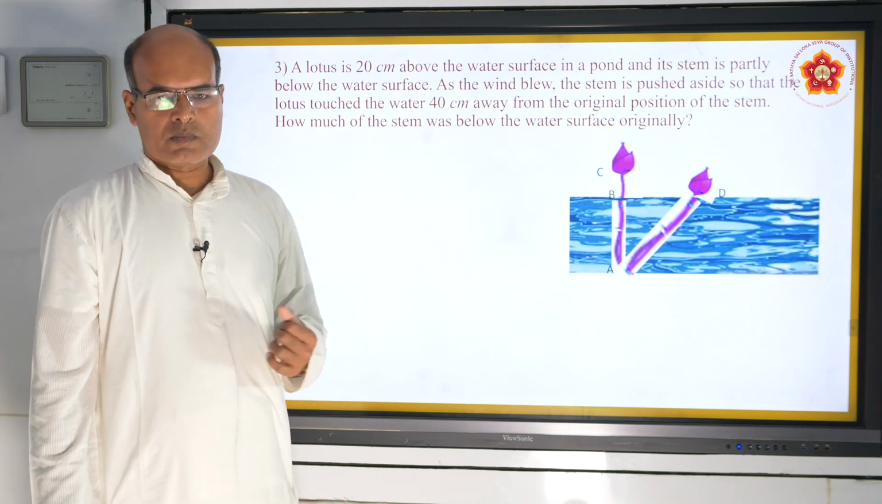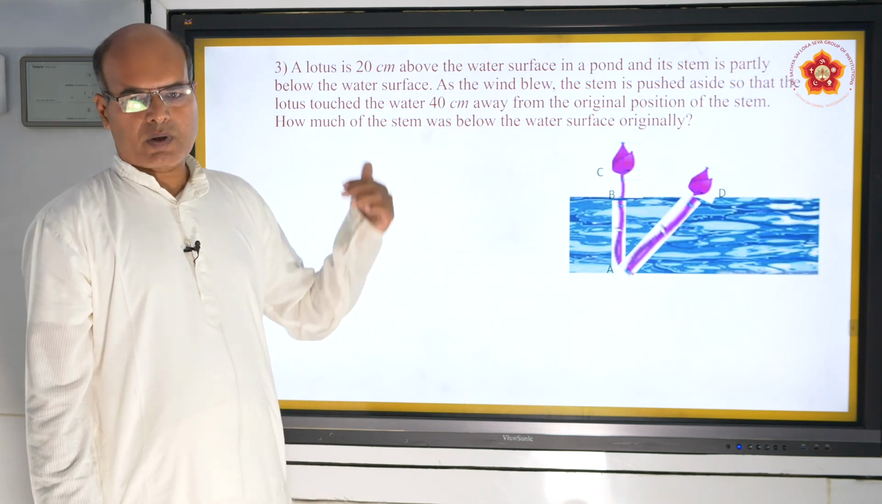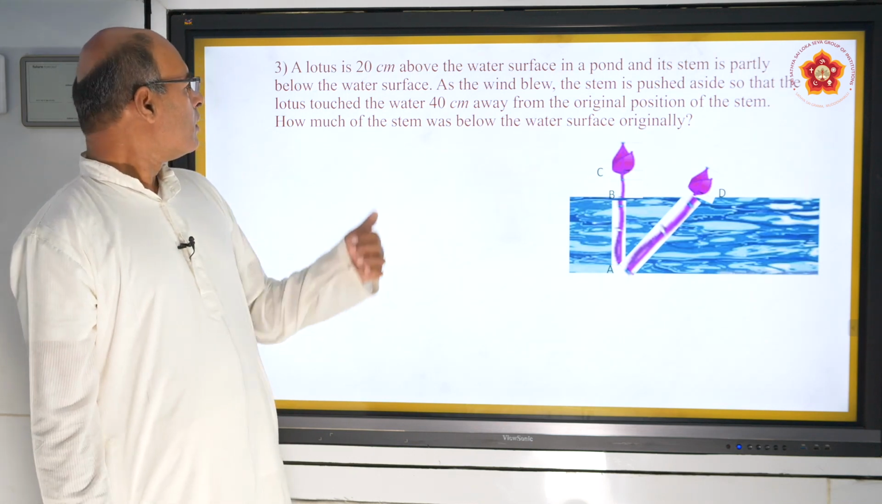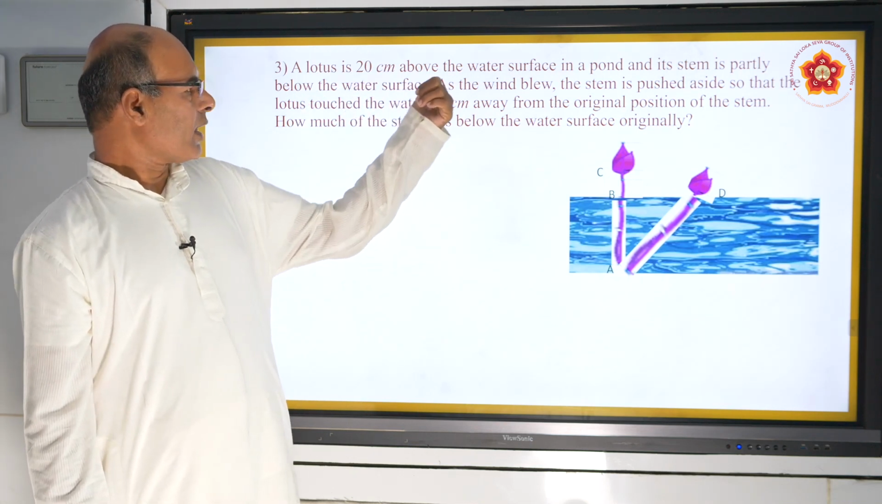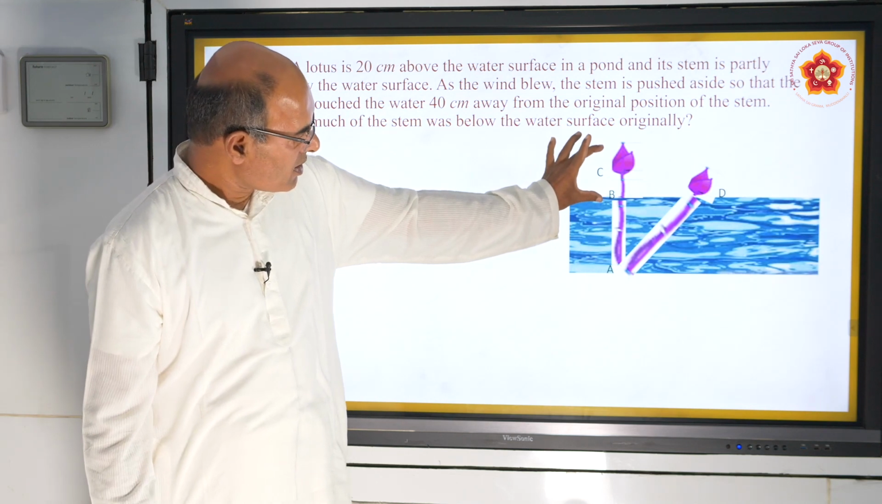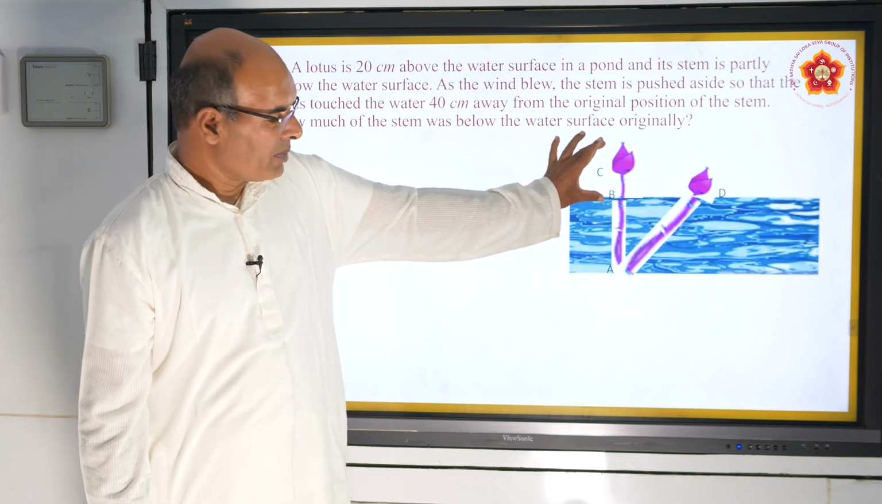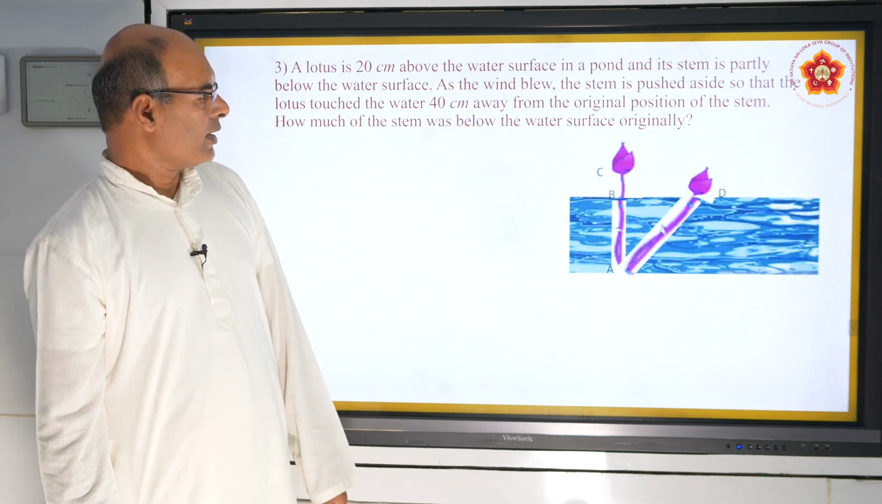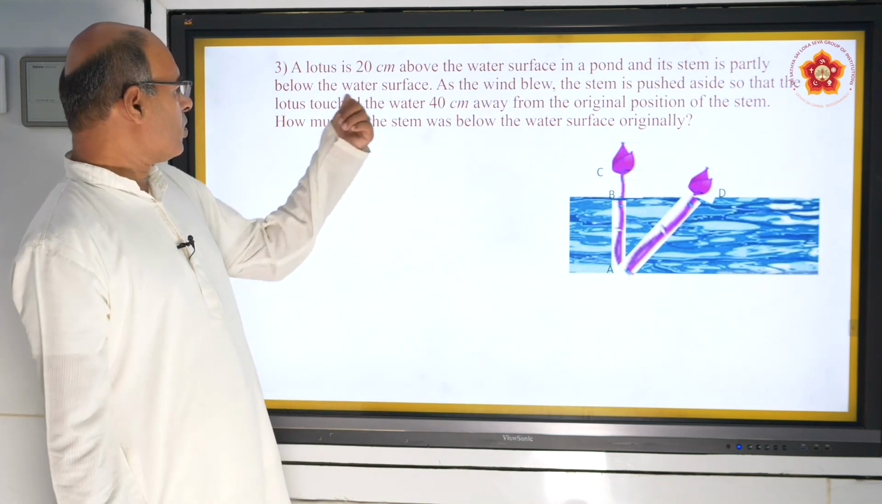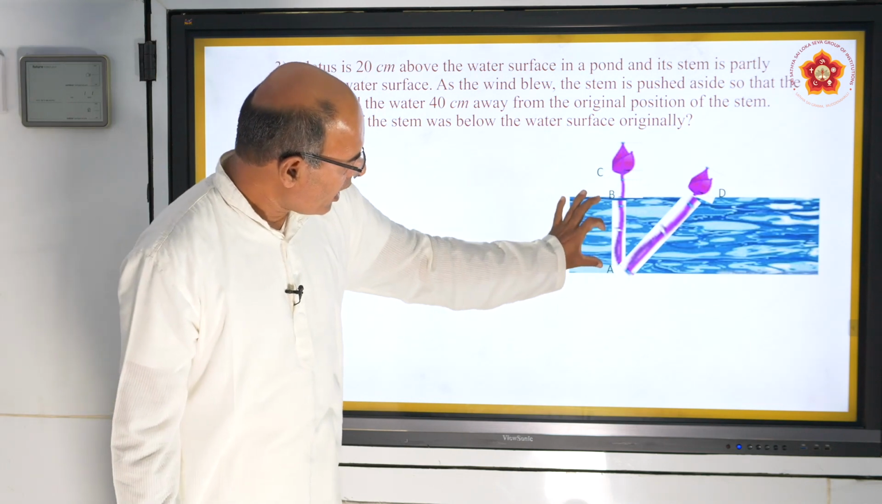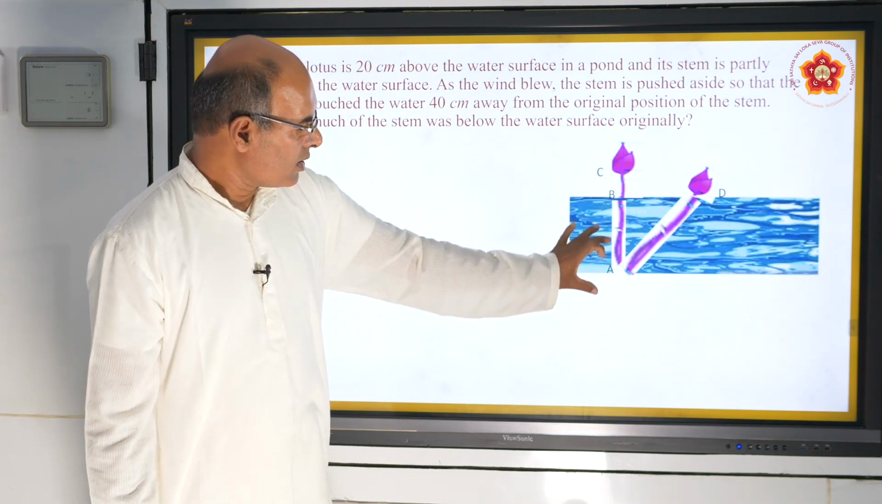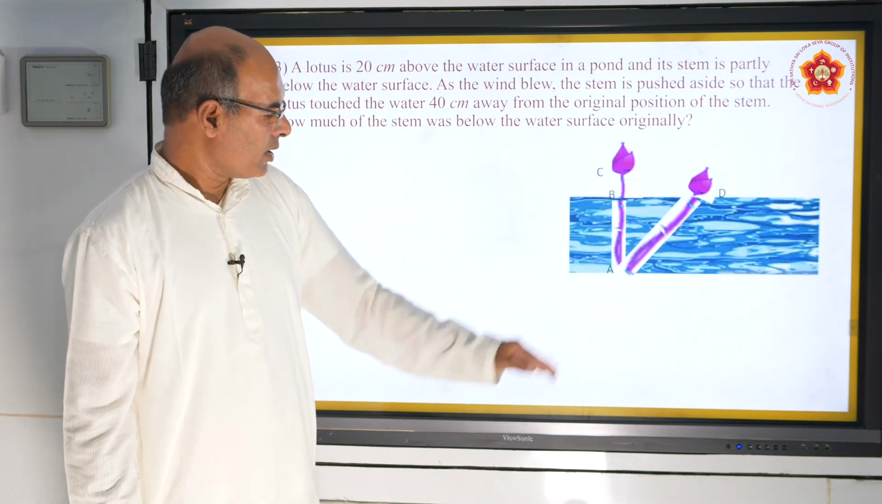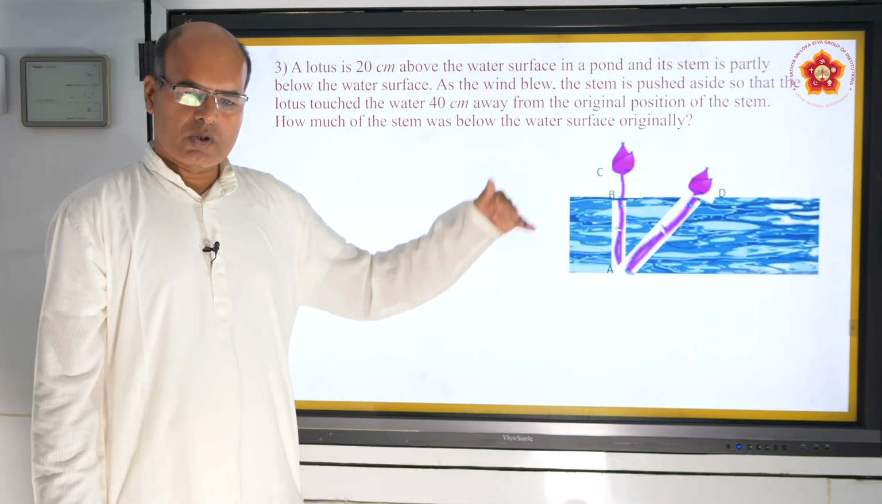So understand the problem. A lotus is 20 centimeter above the water surface in a pond, and its stem is partially below the water surface. Here AB is the stem of the lotus, and AB is below the water surface.